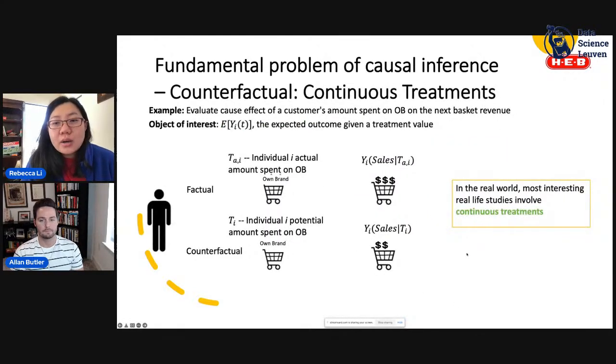However, in the real world, the most interesting real-life studies involve continuous treatment. At HEB, this slide tells us how the continuous treatments work. Even though we know purchasing on-brand product could drive future customer value, we are more interested in estimating the cost effect of amount spent on on-brand product. With human intuition, we guess $5 spent or $20 spent on on-brand products could drive different customer values. That's the reason we will use an application with continuous treatment later.